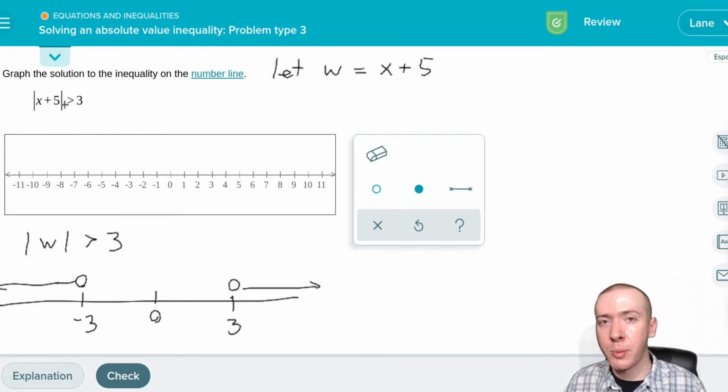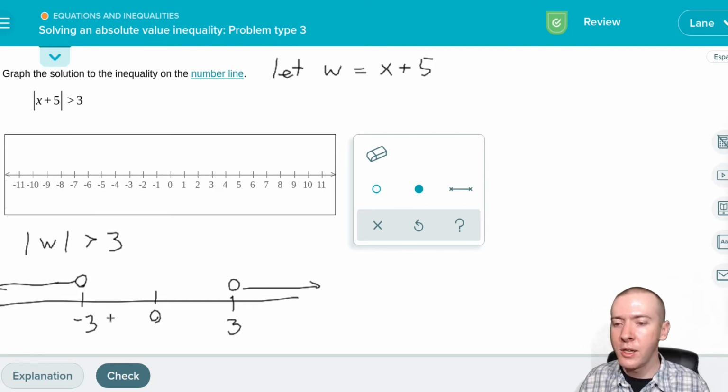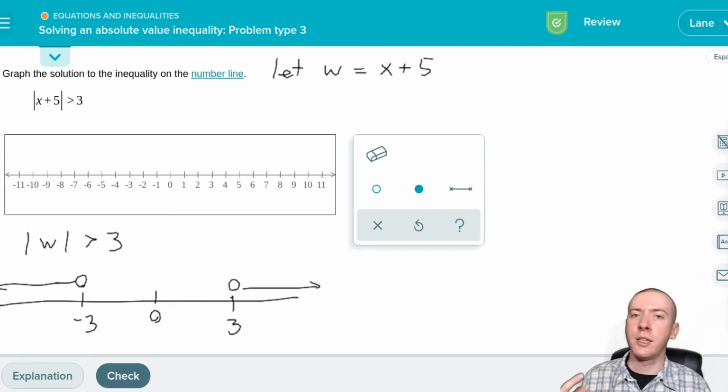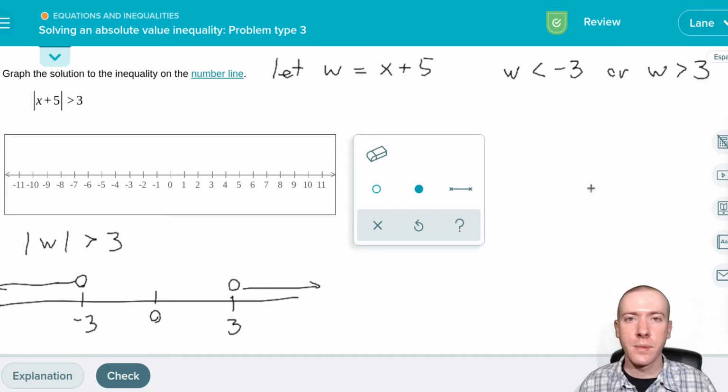Now, to solve our problem, we're going to keep this in mind, and we're going to write an inequality that represents the values of w without the absolute value signs. So from this graph down here, I could write that w is less than negative 3 and w is greater than 3. So let me write that down. W is less than negative 3, or w is greater than 3. Okay?